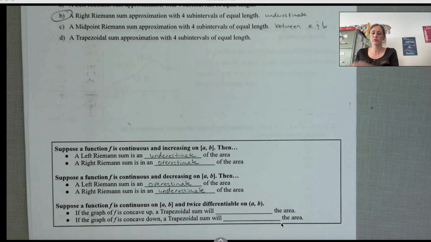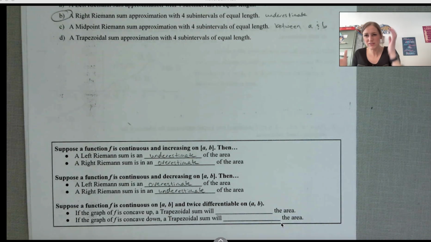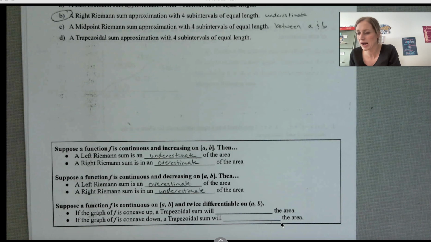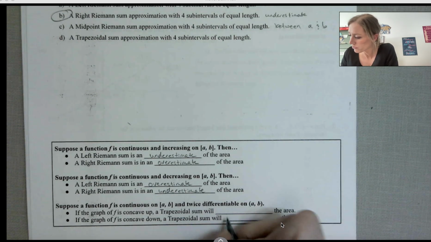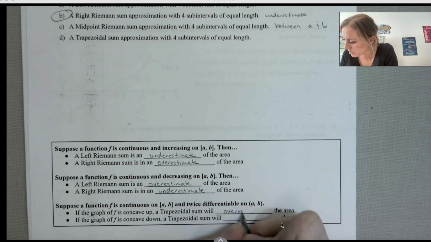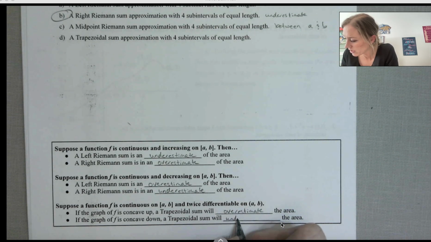Okay, and then trapezoidal, this actually tells us something because it's a combination of the left and right, because we're averaging those two heights when we find the trapezoidal area. And so this rule actually depends on concavity. So if it is concave up, the trapezoidal sum overestimates. And if it's concave down, it's an underestimate.